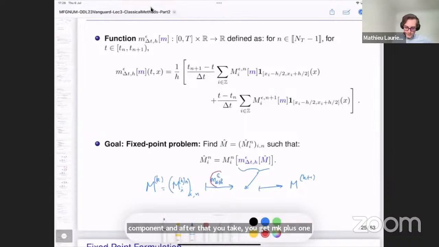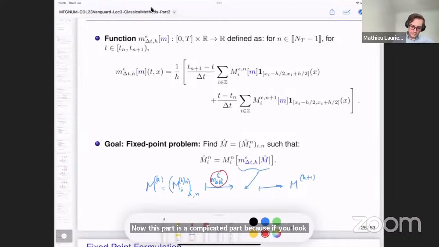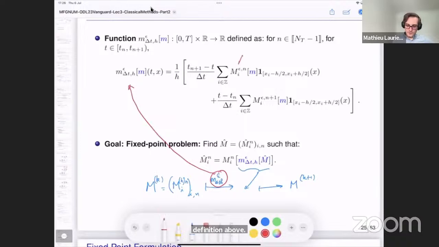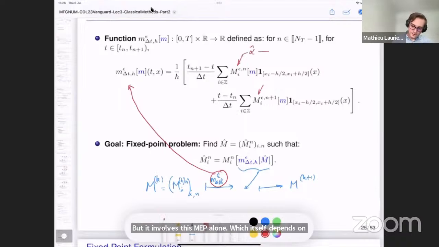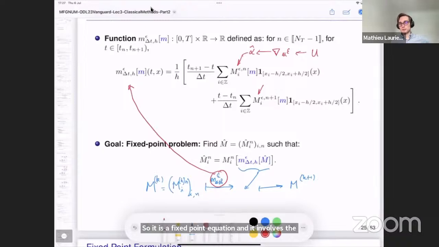Now, this part is the complicated part, because if you look at it, it is defined above. So we go back to the definition above, but it involves this m epsilon, which itself depends on alpha hat, and alpha hat depends on gradient u epsilon, which depends on the capital U we have computed at the very beginning. So it is a fixed point equation, and it involves the value function. The value function didn't disappear completely from this landscape.